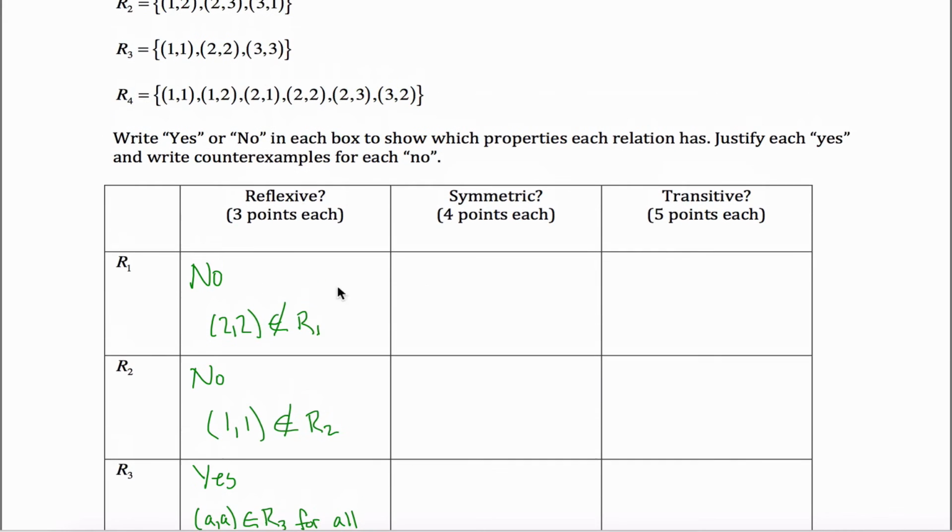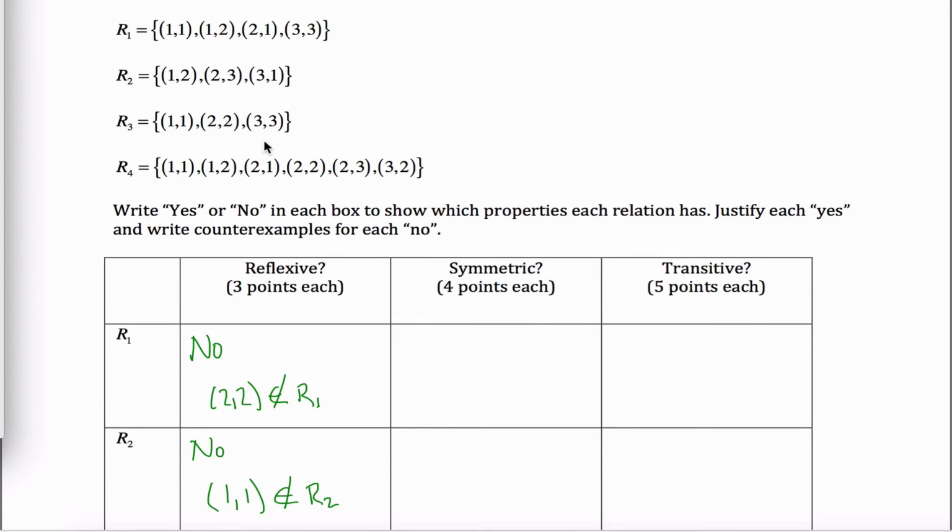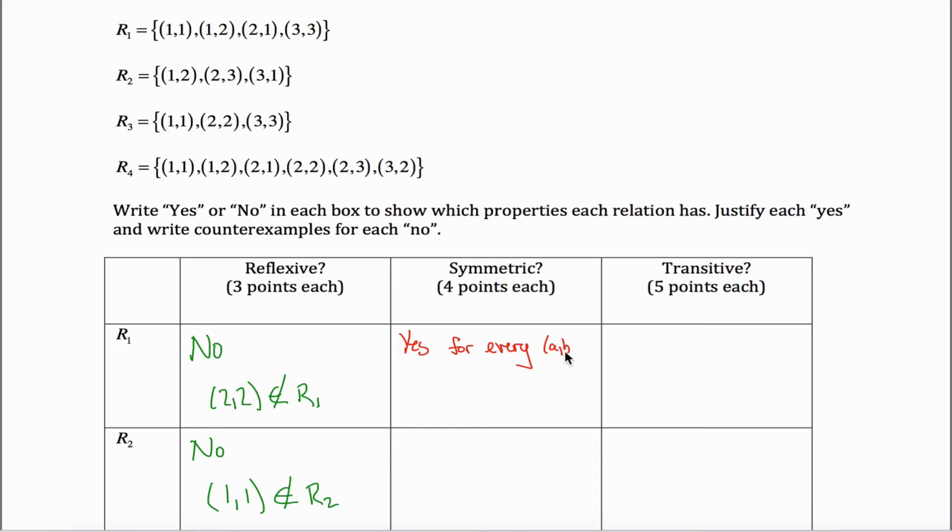Okay, what about symmetric? Well, the idea for symmetric is anytime you have an arrow, there must also be an arrow going in the other direction. So I have 1 to 1, the other direction would be 1 to 1, nothing to check there. I have 1 to 2, so I must have a 2 to 1. Oh, I have it right here, 2 to 1. 2 to 1, so I must have 1 to 2. Good, I have it right here. 3 to 3, nothing to check because you already have the 3 to 3. This first one is symmetric. Yes. For every A, B in R1, there is a B, A in R1, therefore it's symmetric.